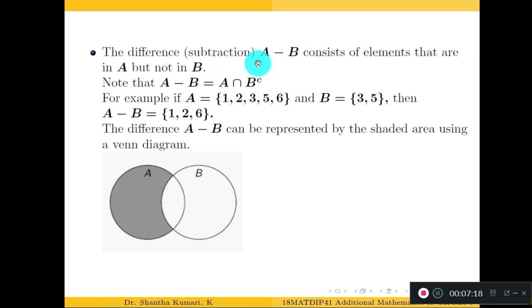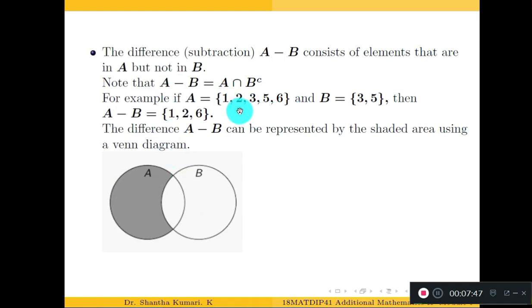Now, this A minus B can also be represented by A intersection B complement. What is the meaning? B complement means elements which are outside B. A means elements which are inside A. So, elements which are inside A but outside B. So, this shaded region in the Venn diagram is the region which represents A intersection B complement. Okay, which are outside B but inside A.